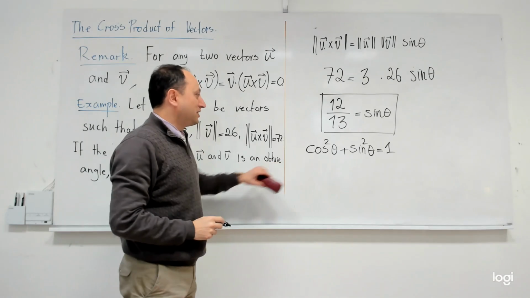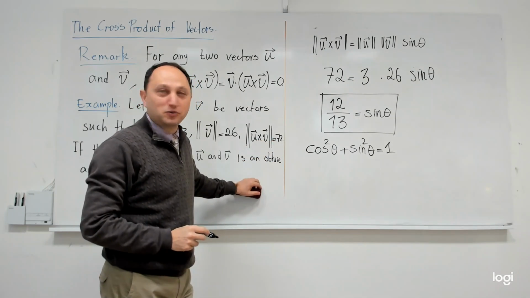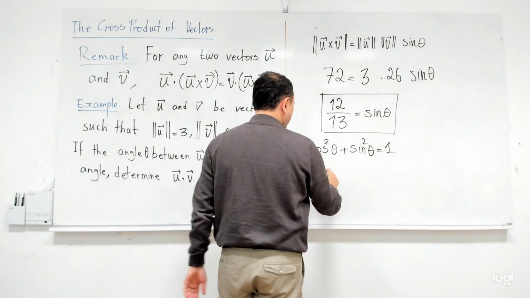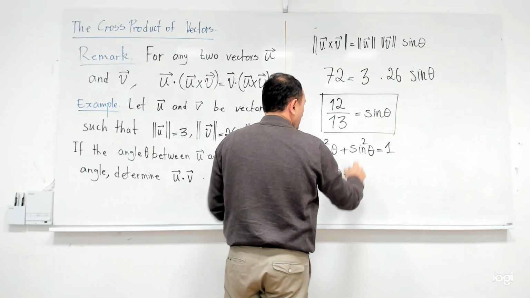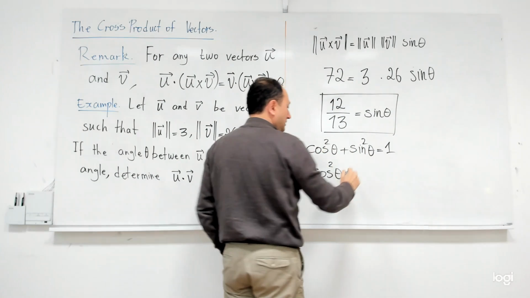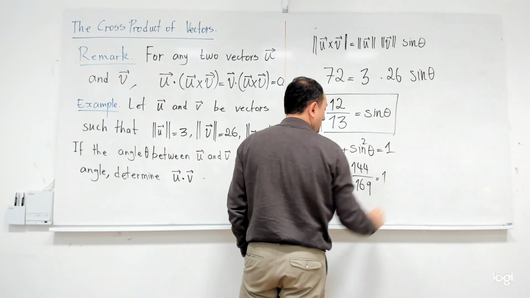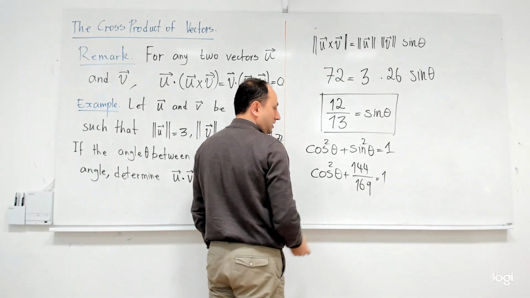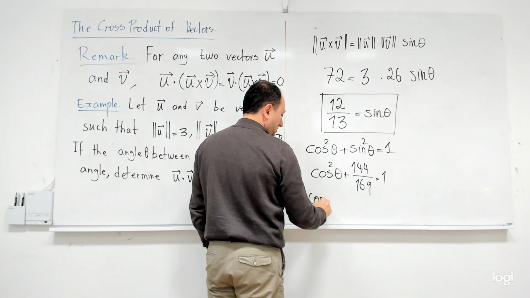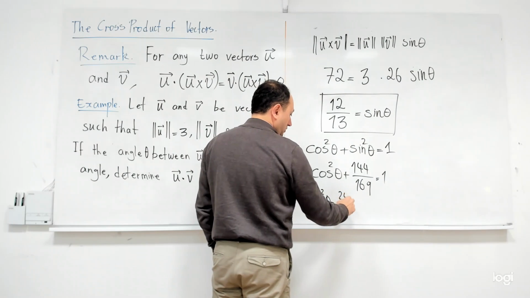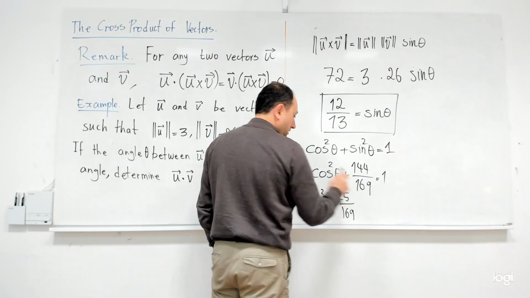So cosine squared theta plus sine squared theta is equal to 1. Cosine squared theta we don't know, but this (12/13) to the power 2 is how much? 144 over 169. Plus cosine squared theta is equal to 1. You move it to the other side. 1 minus that is how much? It is 25 over 169.